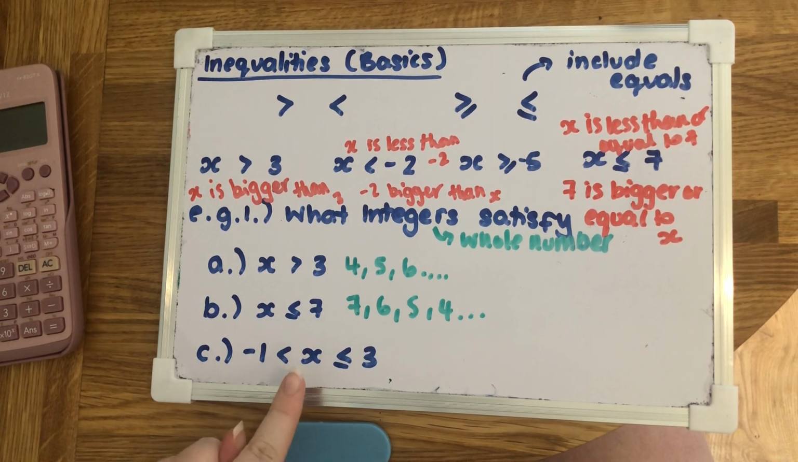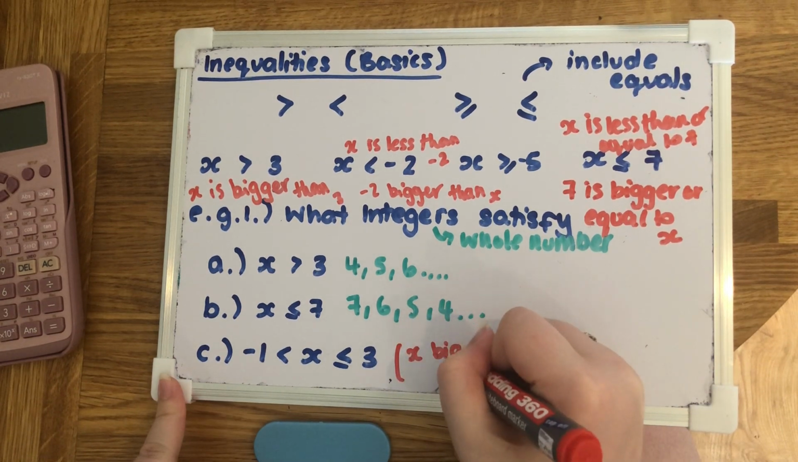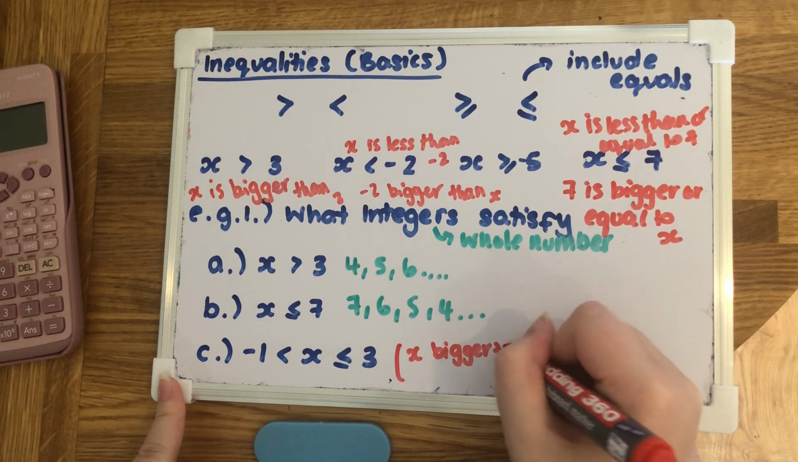The last one, there is only a certain amount that will satisfy. So we know that x, because it's pointing at the negative 1, x is bigger than minus 1. I'm going to write the words in red. So we know that x is bigger than negative 1.